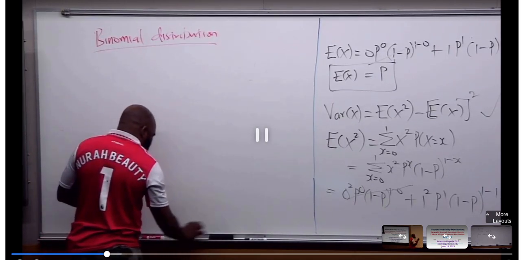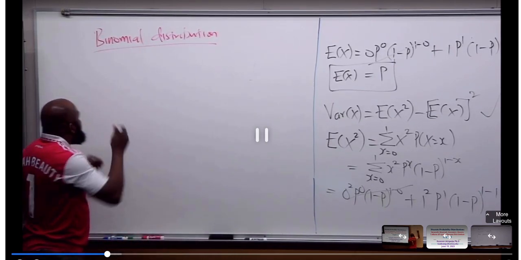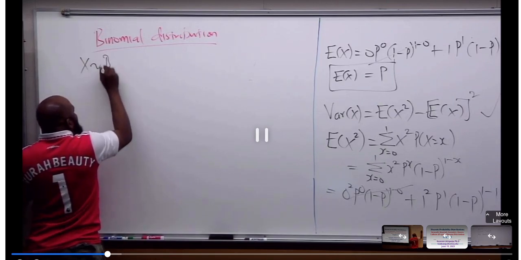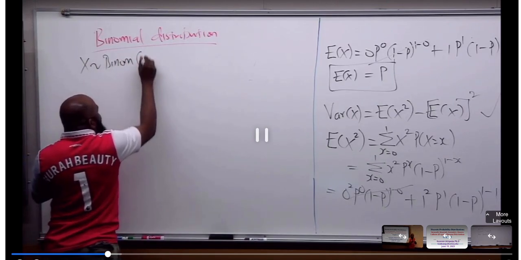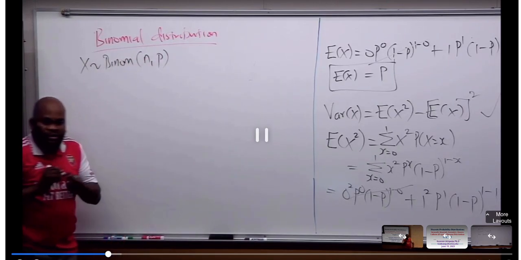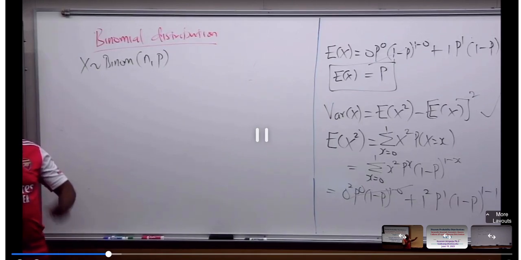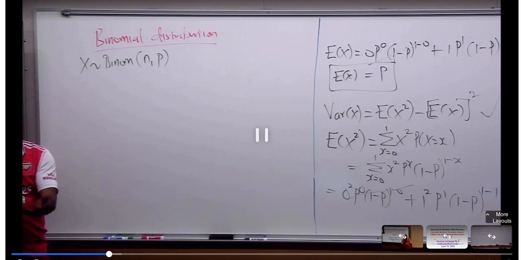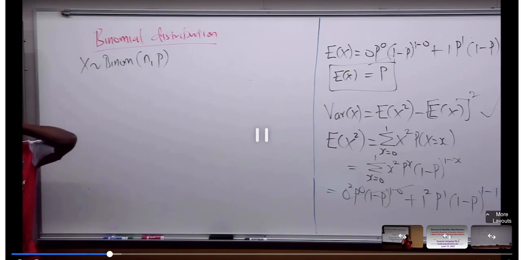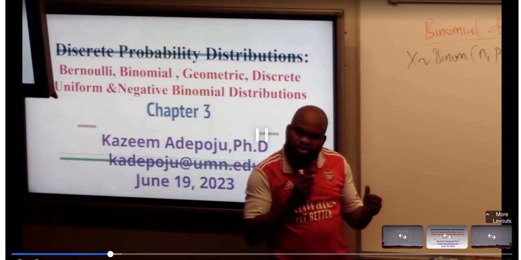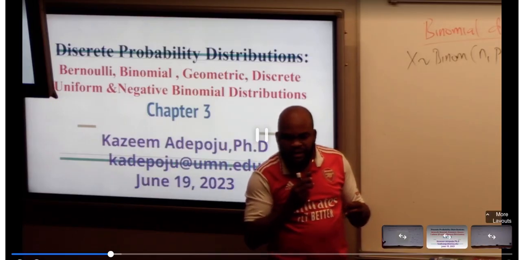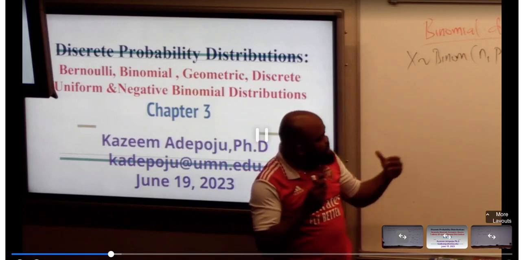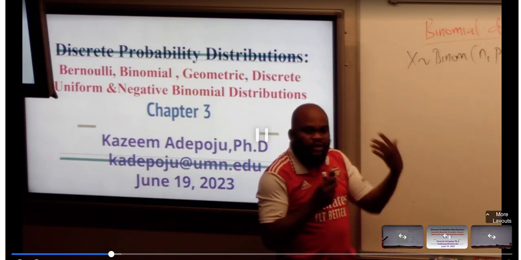Now, if X follows a binomial distribution with parameters n and p, now I'm going to say this. Binomial distribution is a generalization of Bernoulli. Binomial distribution also models a random variable with two possible outcomes. The only difference between Bernoulli and binomial is that the number of trials involved in binomial is more than one.